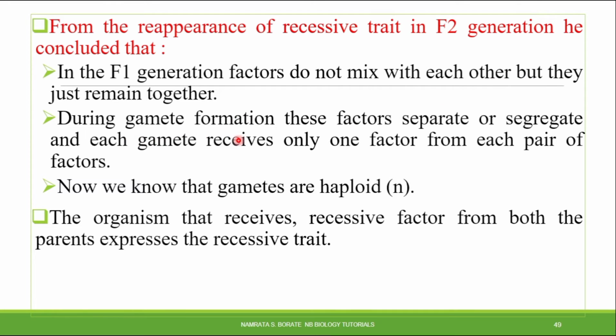But at the time of gamete formation, these factors are separated or segregated, and each gamete receives only one of the factors. Now we know that gametes are haploid, means the organism that receives the recessive factor from both parents expresses the recessive trait.